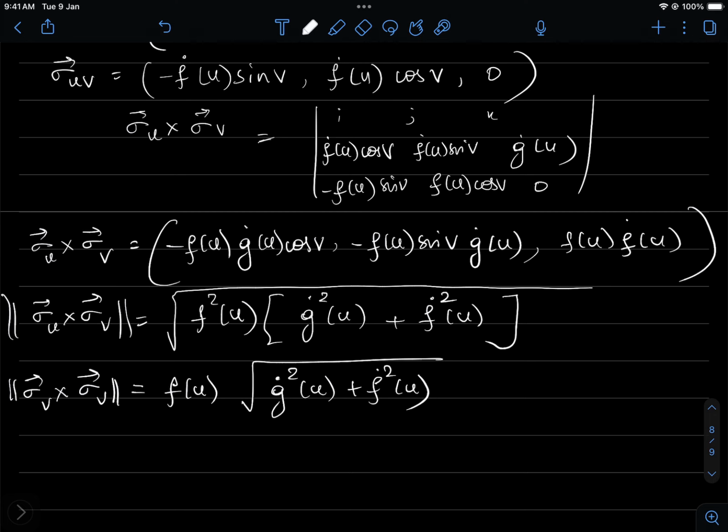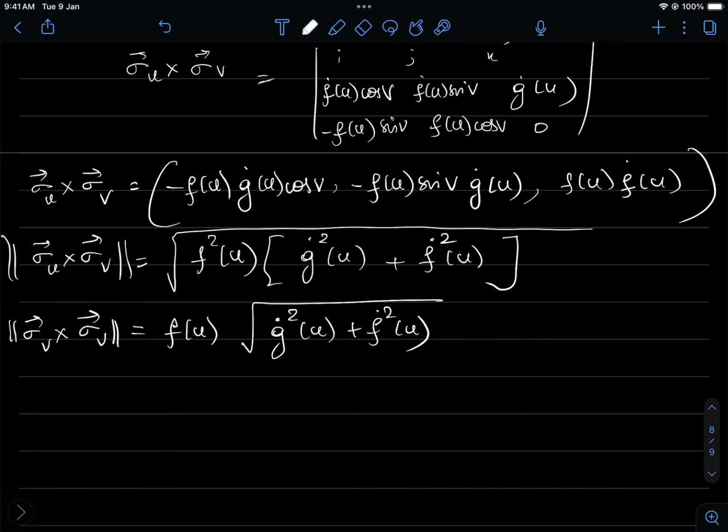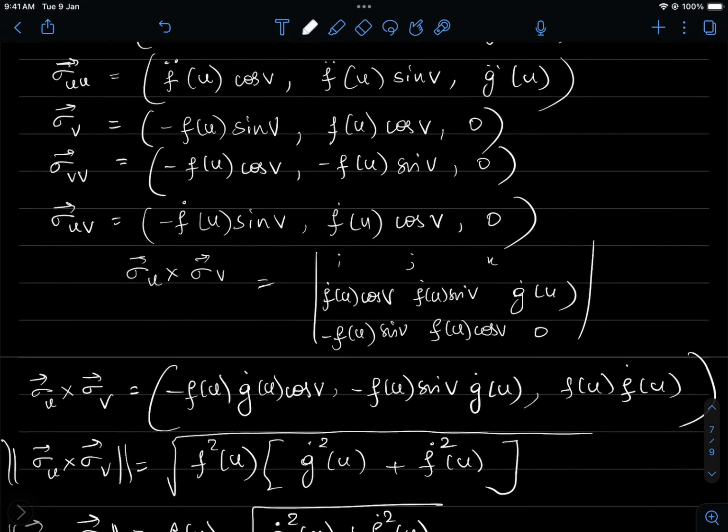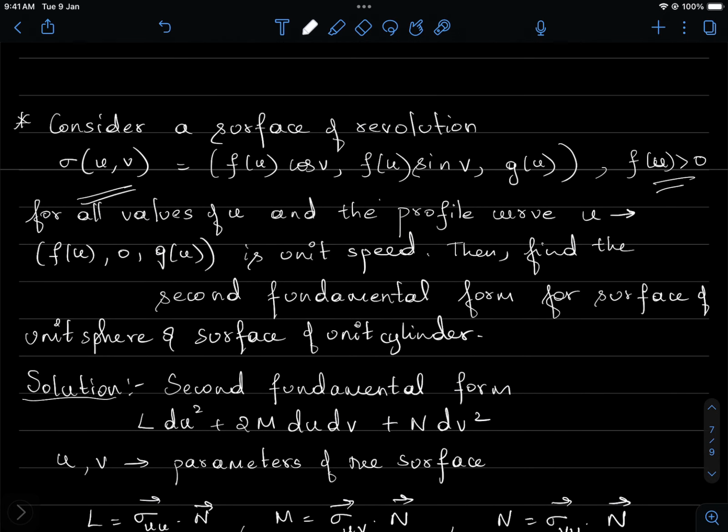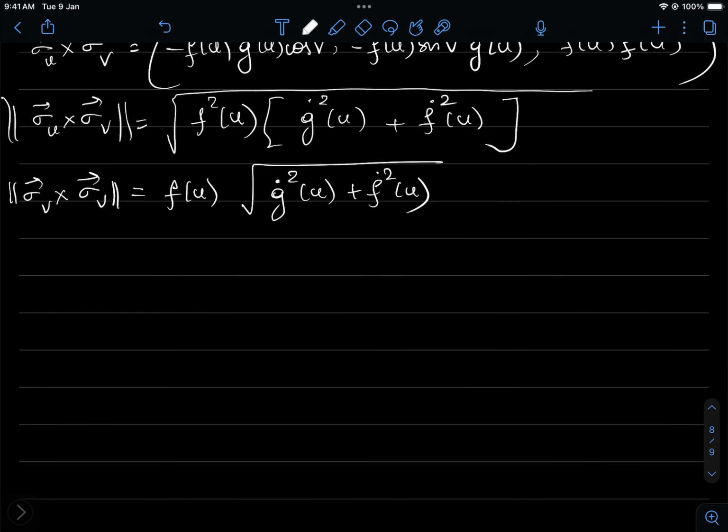After that, what we need is, in the question it is given that this is a unit speed curve. So let's define that unit speed curve gamma: f of u comma 0 comma g of u is a unit speed curve.